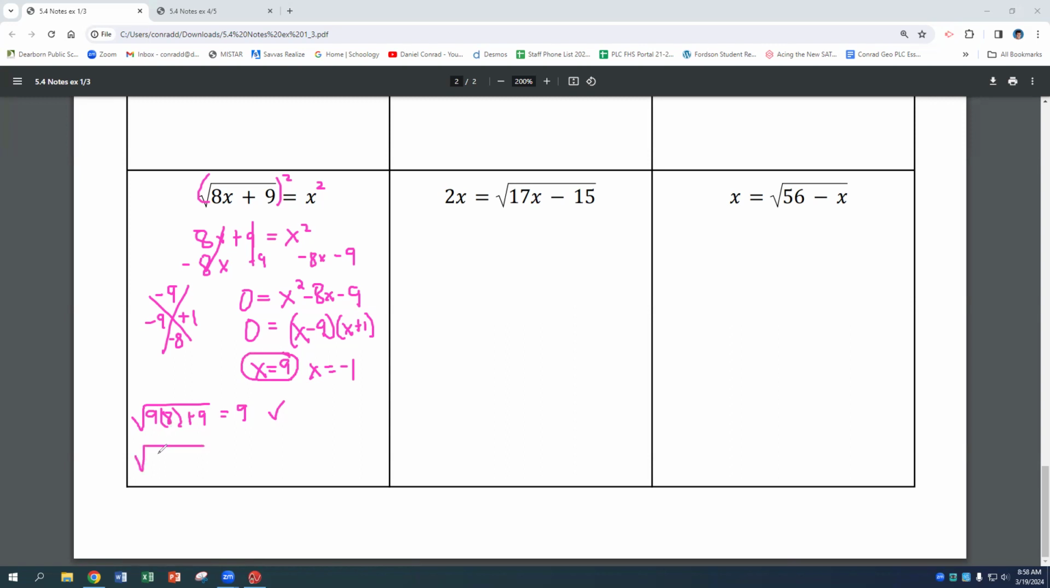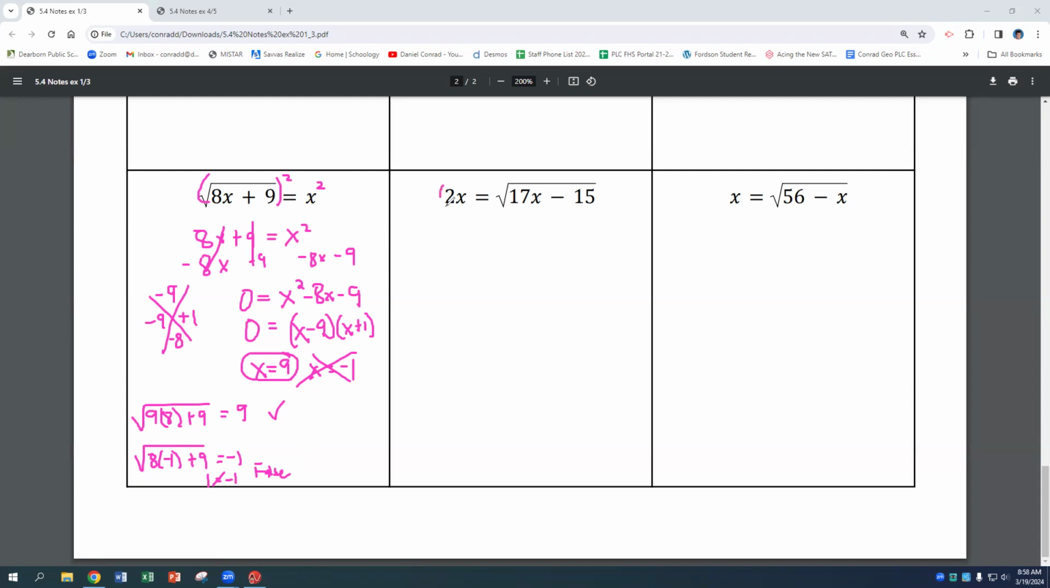And then if I try the next one, -1 equals the square root of 8 times -1 plus 9. That's going to be the square root of 1, which is +1. So I get 1 equals -1. That's not going to work. This one is false. So x equals -1 is extraneous.